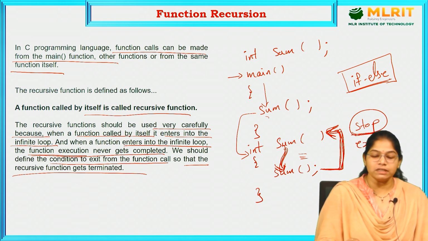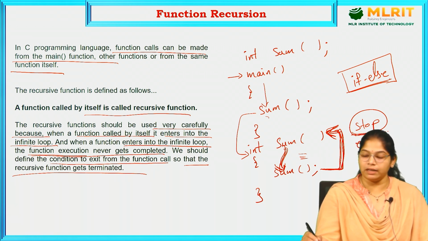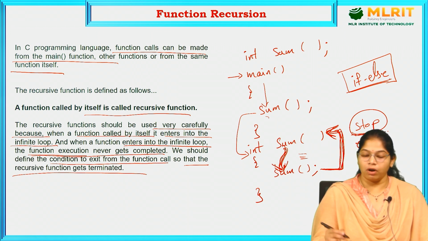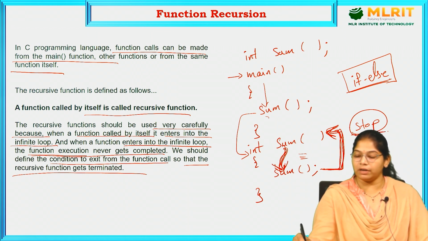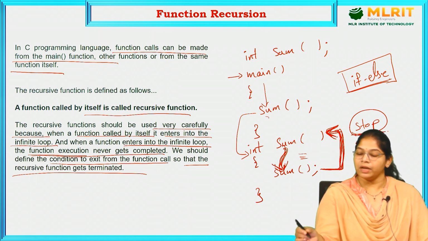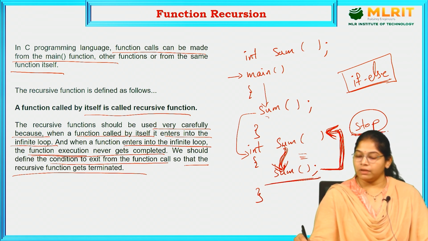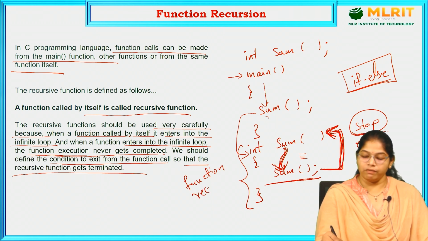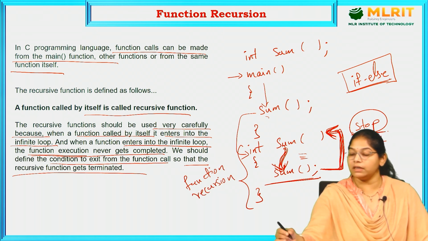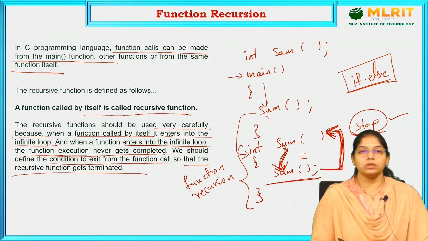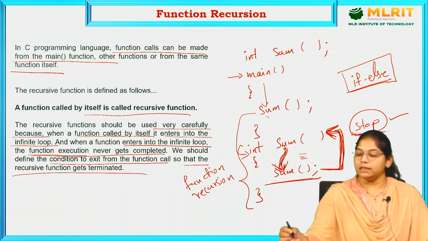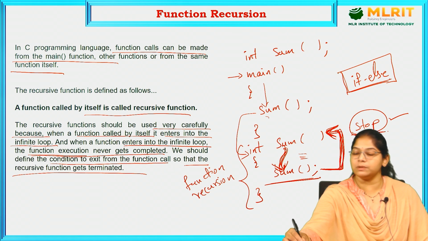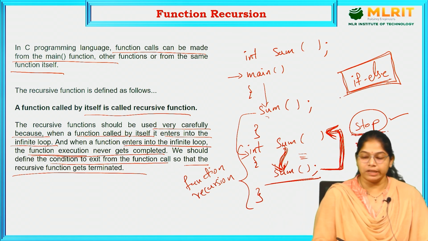So in simple words, recursion is nothing but a function called by itself. Here the function is sum, and it is calling itself. Now this becomes a function recursion. When we are writing programs with function recursion, make sure that you know when to stop the function call. This stopping condition must be written using an if-else construct.